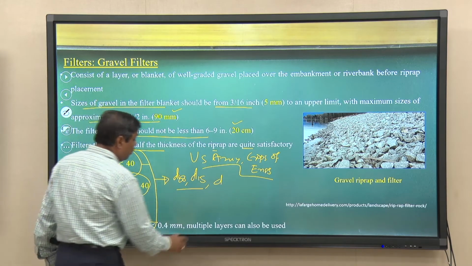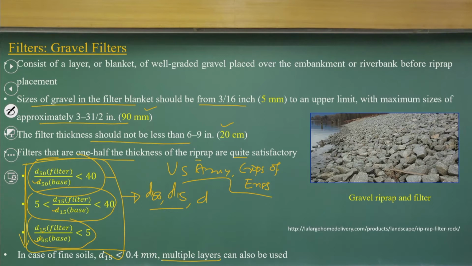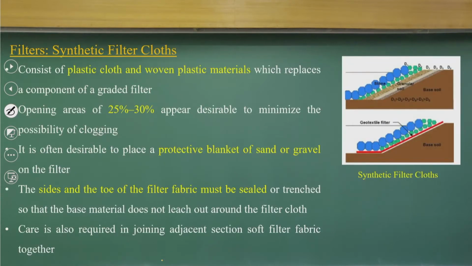Many times we also follow multiple layers instead of a single-layer filter, and if you look at that part, it can have synthetic filter cloths or geosynthetic materials, which nowadays are often used. They consist of woven plastic cloth or geosynthetic materials.